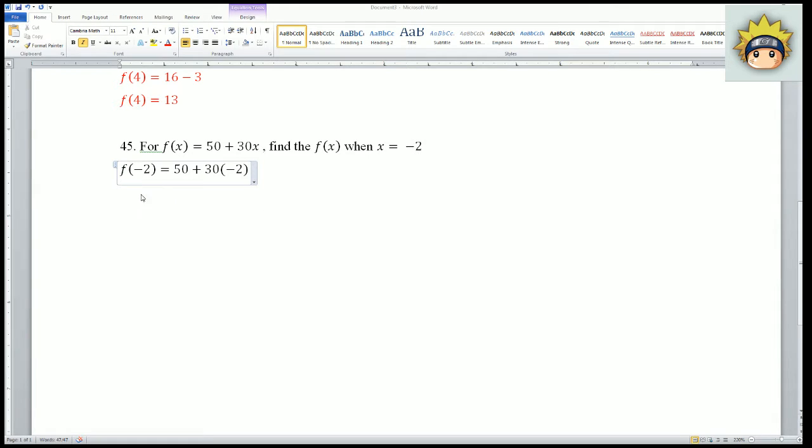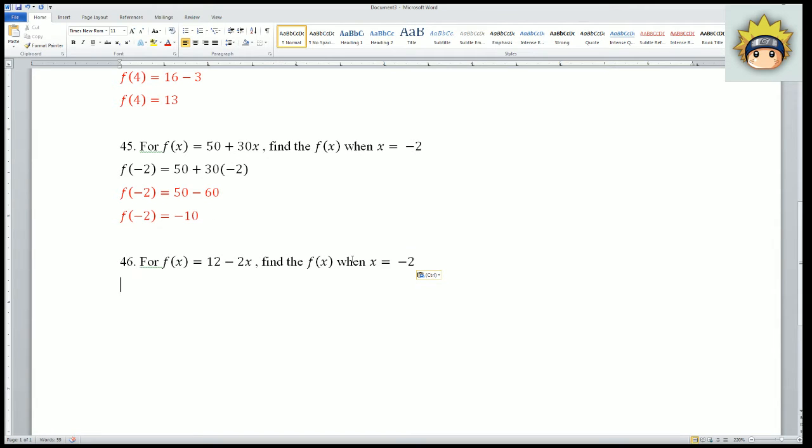So we do the multiplication first, right? The rules of PEMDAS. 30 times negative 2, which is negative 60. Then combine 50 subtract 60. Evaluating the function at negative 2 gets me the output of negative 10. Last thing, if you notice, when we evaluate the function, it repeats the same procedure.